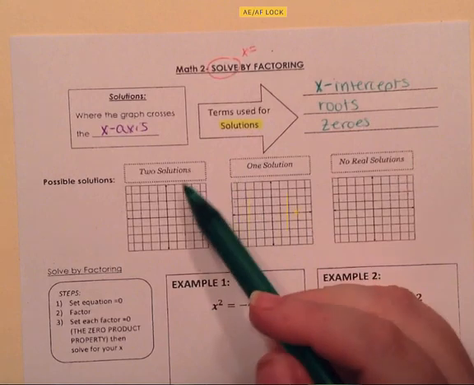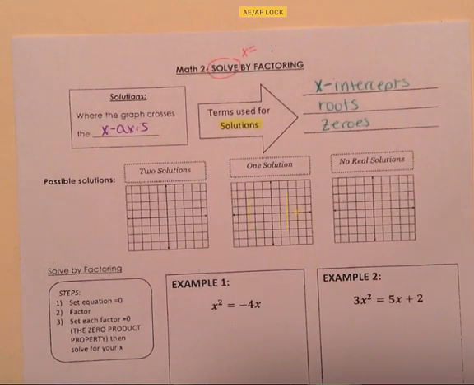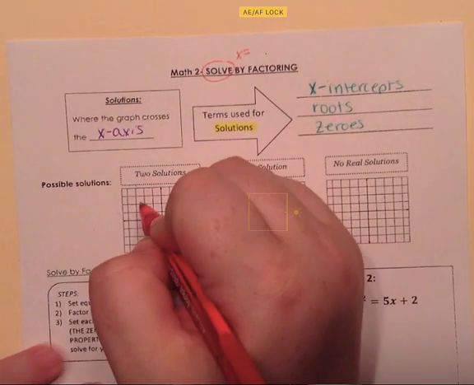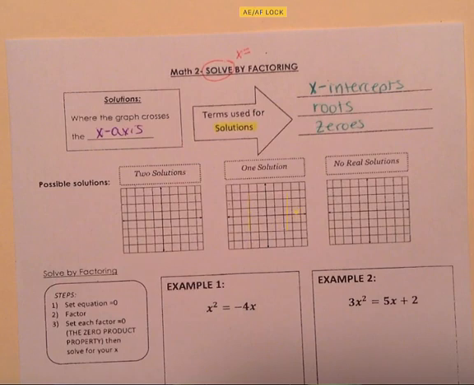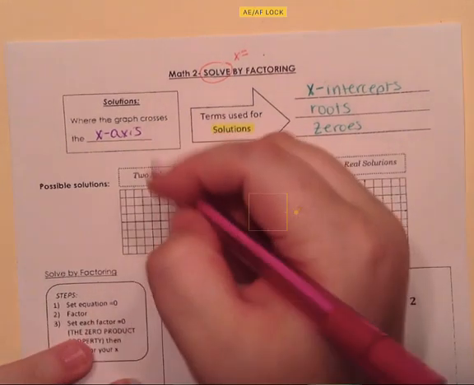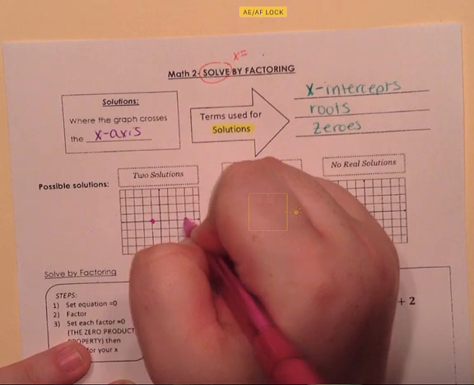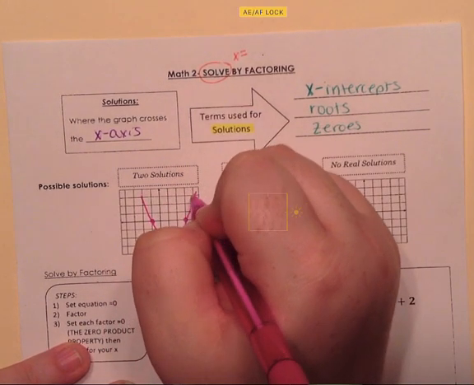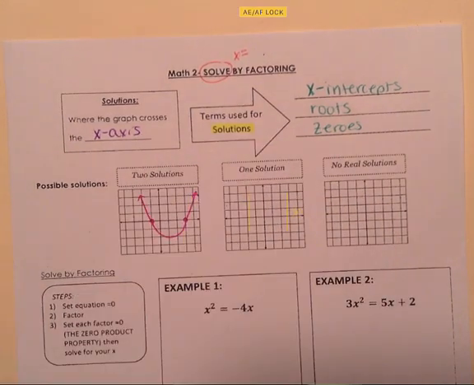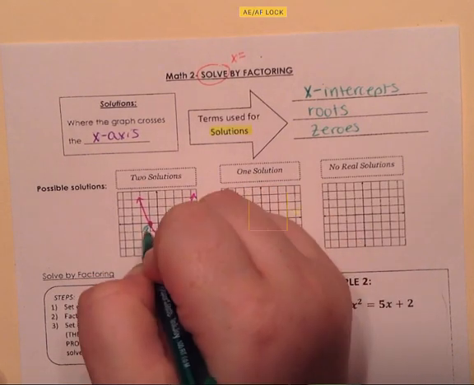So possible solutions for quadratics, you can have two solutions. Two solutions is when your quadratic, your parabola, actually crosses the x-axis twice. So it'll actually cross through, like maybe here and here. So those are your two x-intercepts. Your two solutions is where the graph crosses twice.